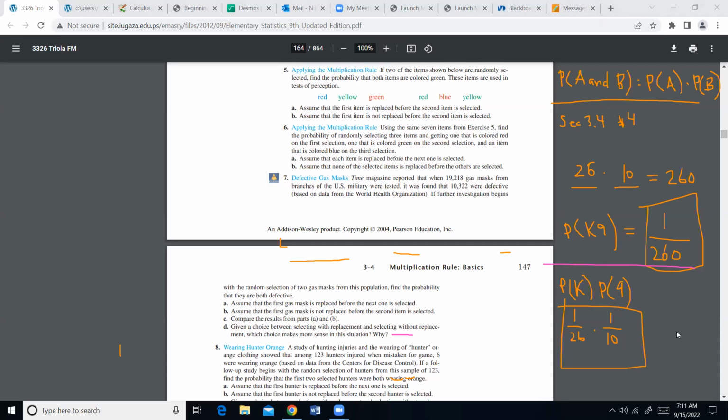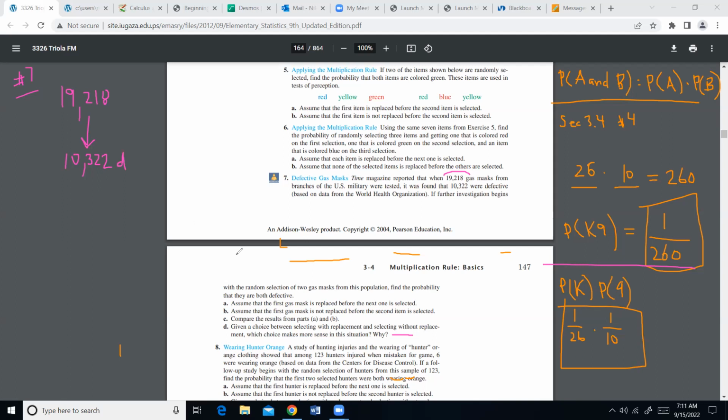defective masks. And they say that they purchased so many thousands of gas masks. So in exercise number 7, out of this 19,218, they say 10,322 were defective. Oh, like more than a half were defective. They probably had a very good sale on those masks. So many were defective. That's very, very disappointing.